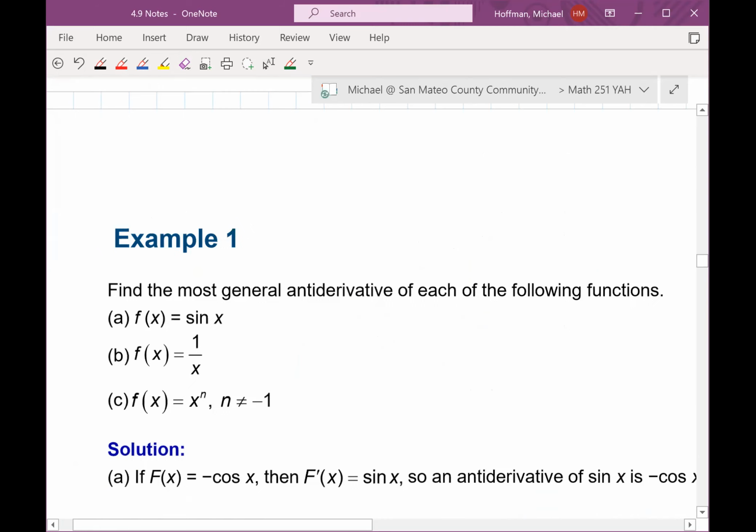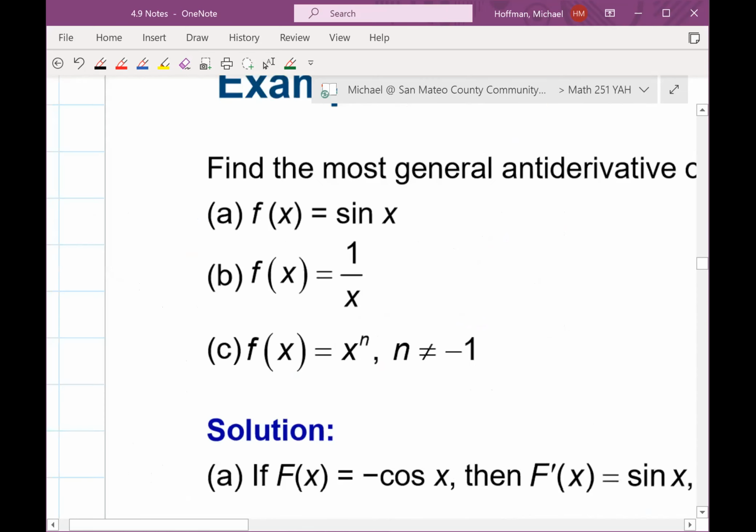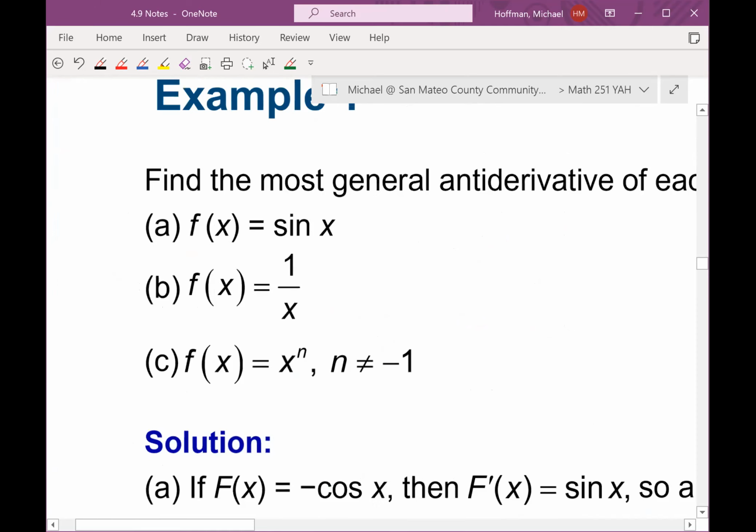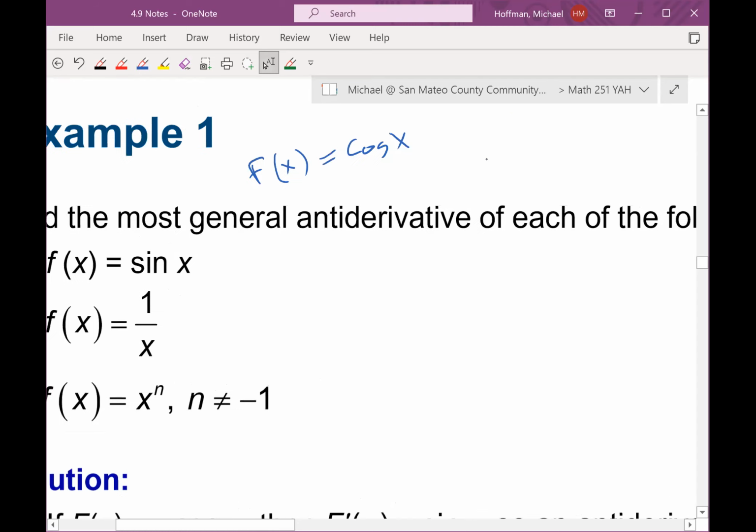So let's think about general antiderivatives of these things, which means I want to find a function where if I took the derivative, it would end up as this function right here. So what function, if I take the derivative, gives me sine of x? Well, let's try f of x equals cosine of x. Does anybody remember what f prime is then? What would f prime be? Isn't it a negative sine of x?